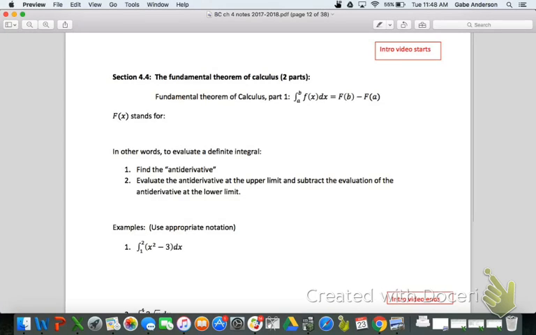This is the intro video for AP Calculus BC, section 4.4. We're going to be looking at the fundamental theorem of calculus, both parts. In this video, we'll be jumping to a later section in your notes here once we do this first part. Okay, so the fundamental theorem of calculus, part 1, is this right here.